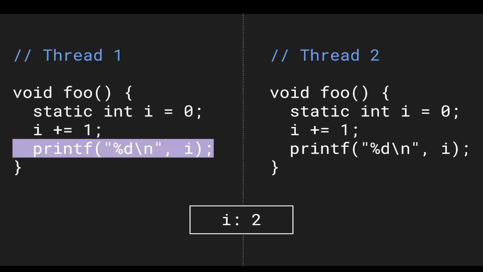So, for example, if you didn't actually need to share the value of I across threads, you could use thread local storage. If you did need to share the value of I across threads, you could use mutexes or some kind of synchronization primitive to lock around the value of I.